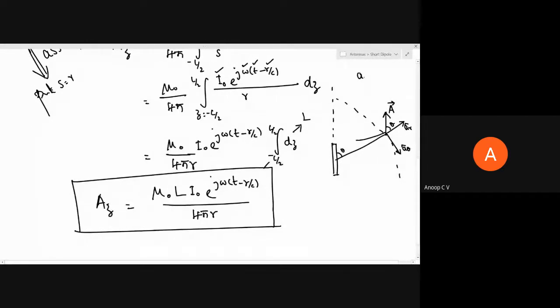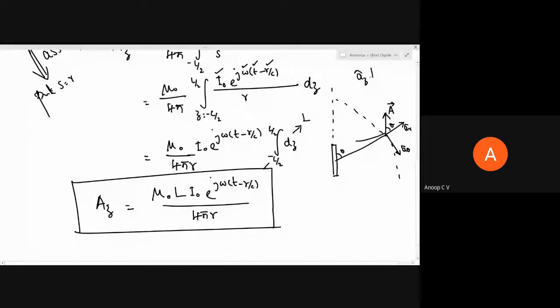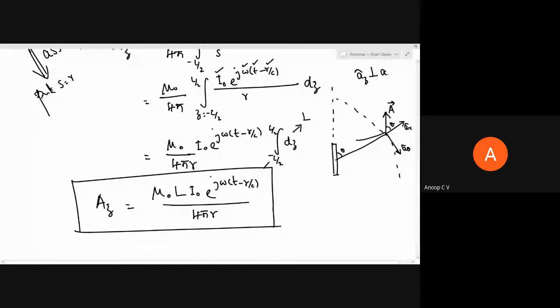But AZ cap is perpendicular to A phi cap. Why? Because rho, phi and Z form the references of the cylindrical coordinate system. Sorry, not R theta phi, but rho phi and Z. And this A rho cap, A phi cap and AZ cap are mutually orthogonal. So AZ cap and A phi cap are mutually orthogonal, so A phi cap is also there.